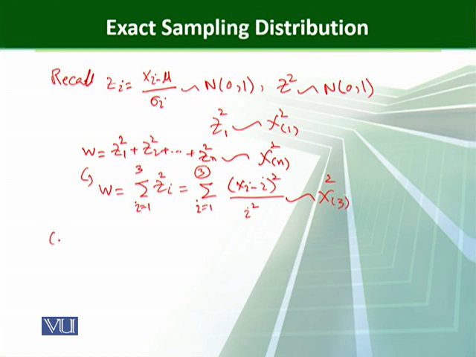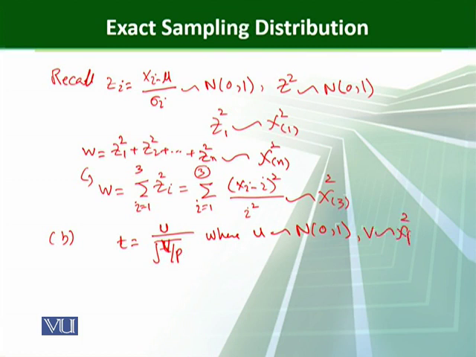Similarly, we can solve part B by the definition of the t distribution. We know that T is basically the ratio of the standard normal and the square root of the chi-square distribution. So we can write it as U over the square root of V over p, where we know that U is a standardized normal distribution with mean 0 and variance 1, and V is a chi-square distribution with p degrees of freedom.